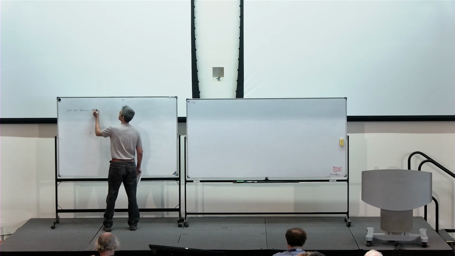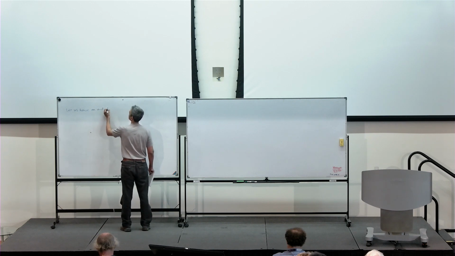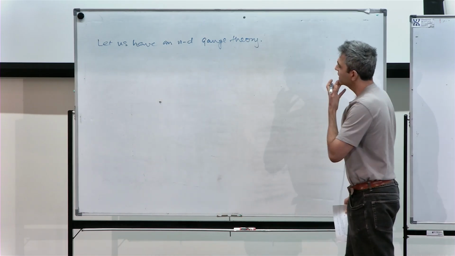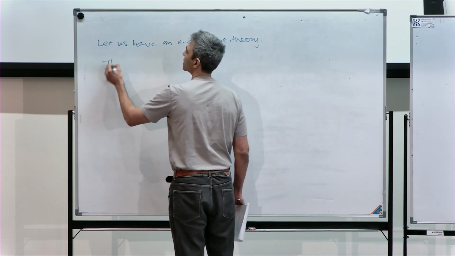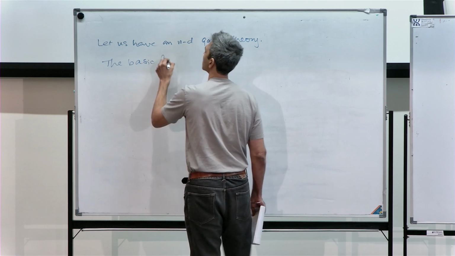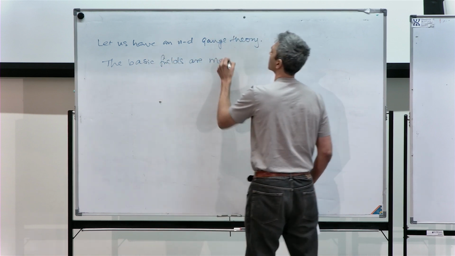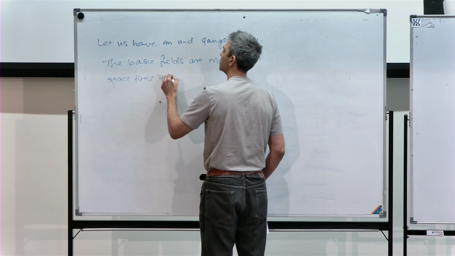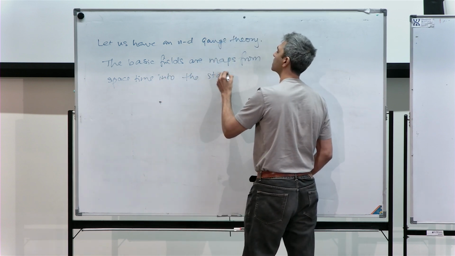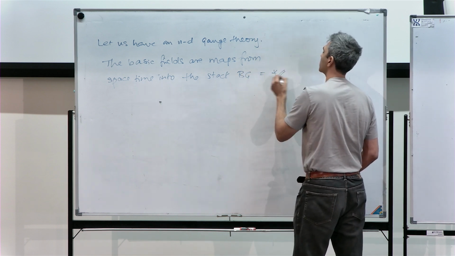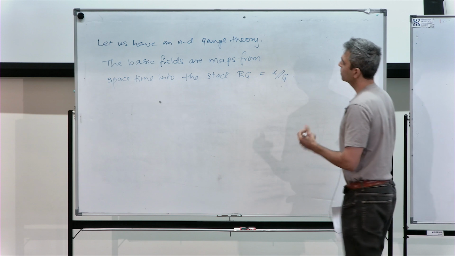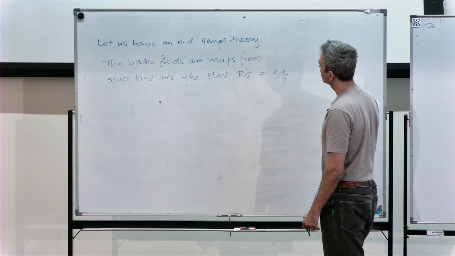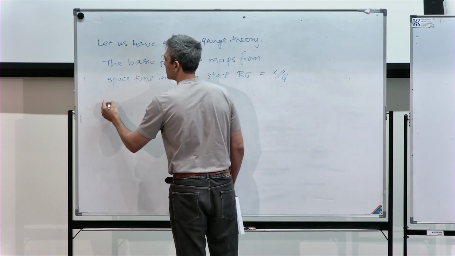we have an n-dimensional gauge theory. If you don't already know what an n-dimensional gauge theory is, the whole point is the basic fields are maps from spacetime into the stack BG, which I think of as point mod mod G. So we're working with an n-dimensional gauge theory, which has basic fields that are maps into this stack, which classifies principal G bundles.